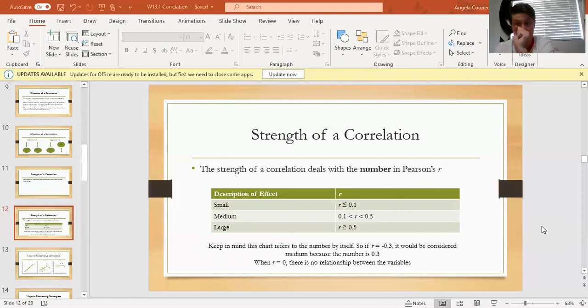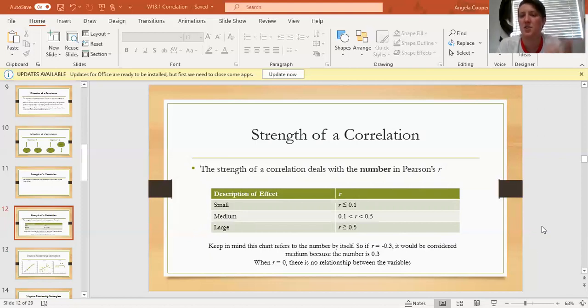You're more so just looking at the number itself. So we have thresholds just like we do for Cohen's d, except they're a little different for Pearson's r. If it's 0.1 and below, you have a small effect size. You have a weak or small strength; weak, small, they just mean the same thing in this case. If it's 0.1 and lower, then it's a small effect.